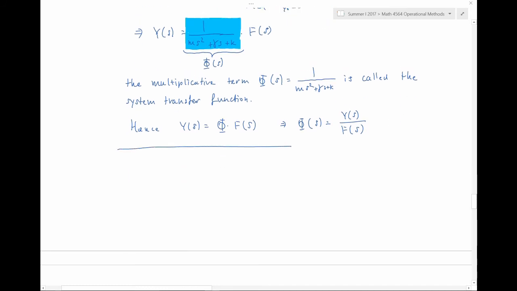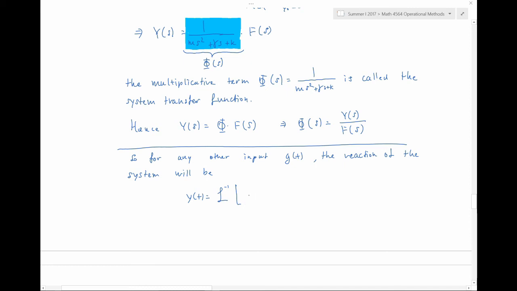So for any other input, let's call it g of t, the reaction of the system will be the inverse Laplace transform of the system transfer function multiplied by the Laplace transform of the input.